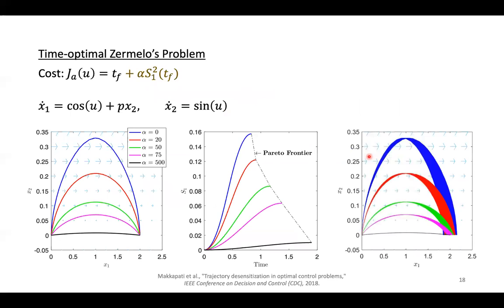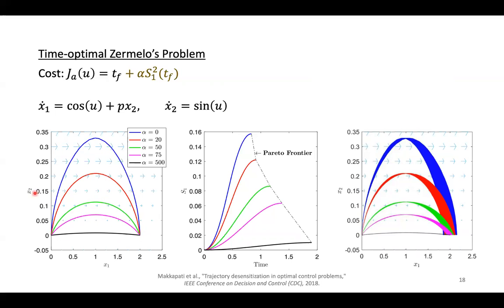One simple example is this idea of a Zermelo's navigation problem, where let's say there is a boat at the origin and the x1 axis is the shore. If you go along the x2 axis, you are going into a river where the flow increases linearly as you move away from the shore. And you want to reach (2, 0) on the shore in minimum time.